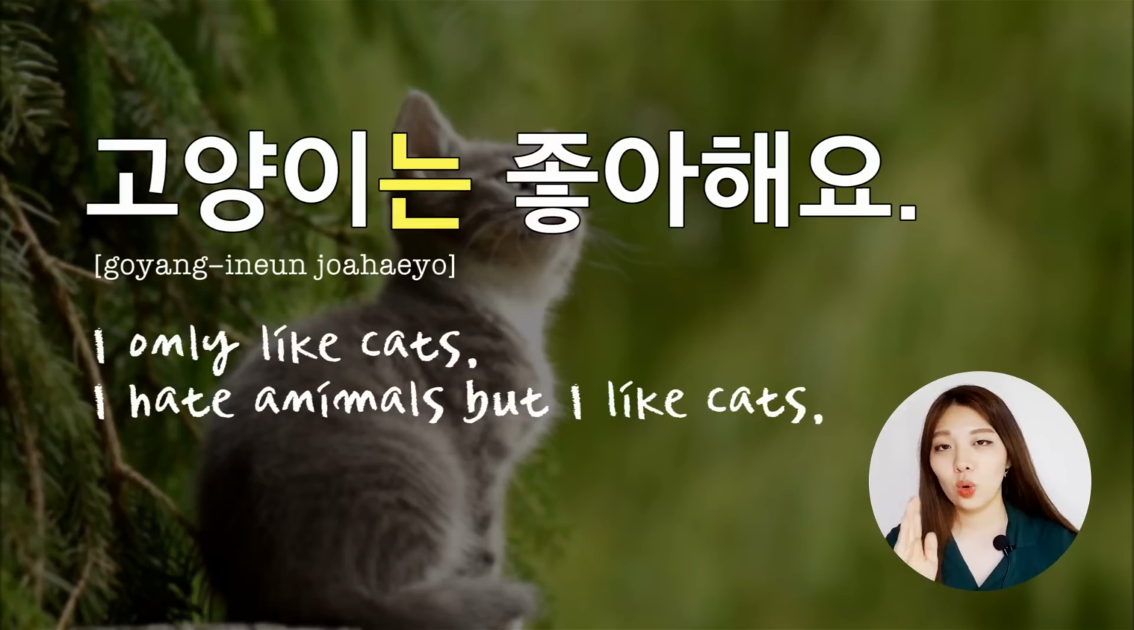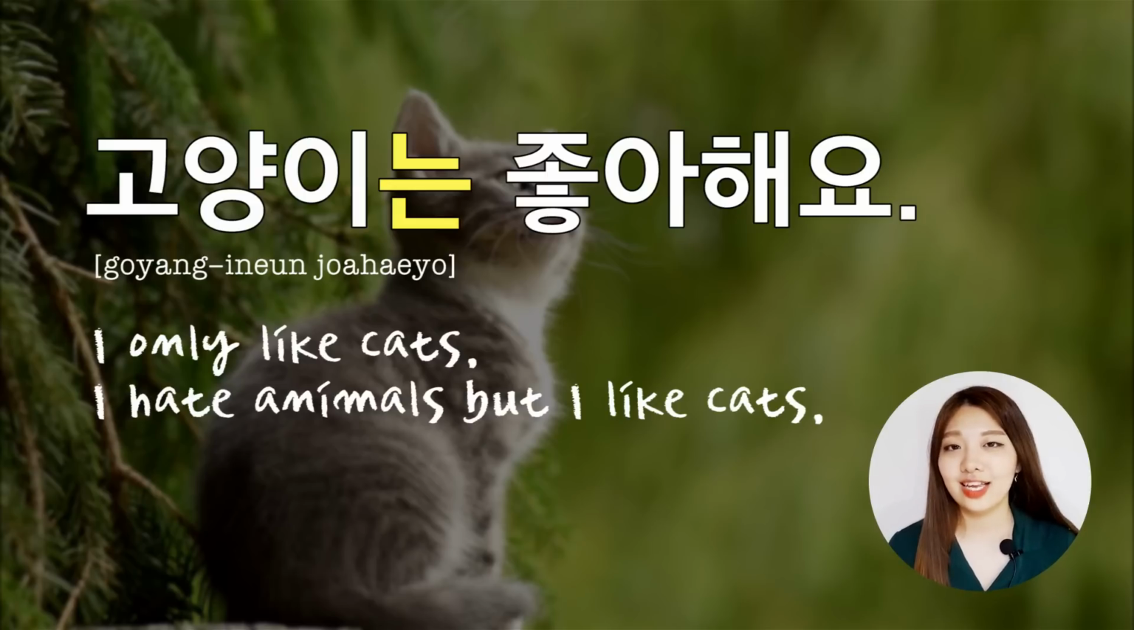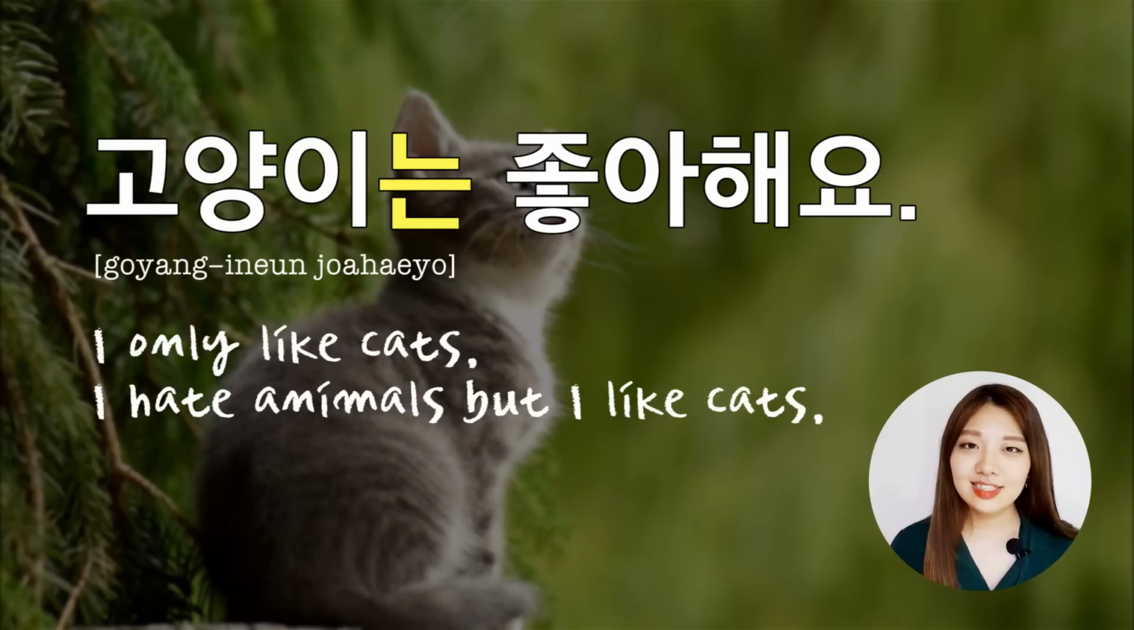So with 는, 고양이는, right there in the context, listeners will expect you to say something different, something opposite, okay? 고양이는 좋아해요. I hate animals but I like cats. 고양이는 좋아해요.